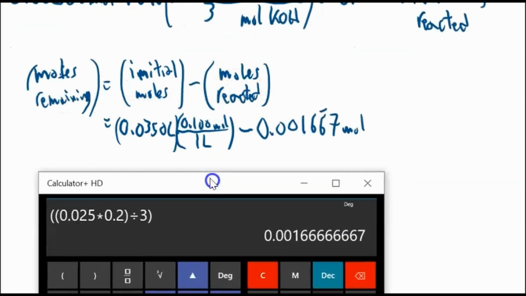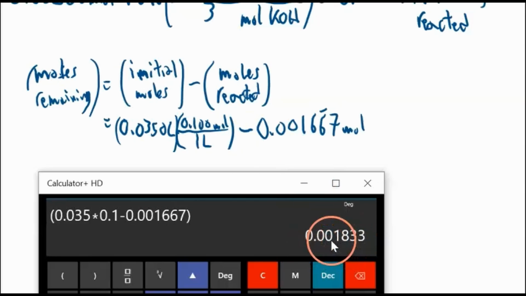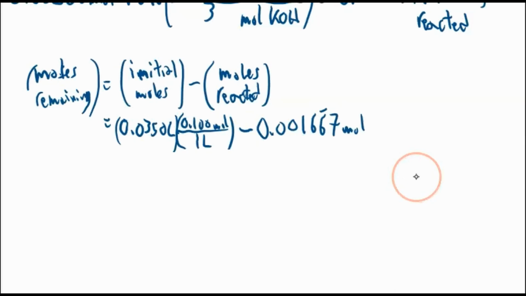And when we put this in our calculator, we should get a positive number. You can't have negative moles, right? So 0.035 times 0.1 minus 0.001667. Okay, so that's good. So there's some moles remaining: 0.001833 moles remaining.